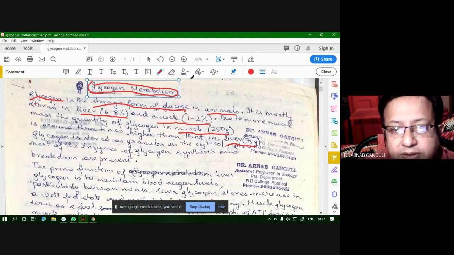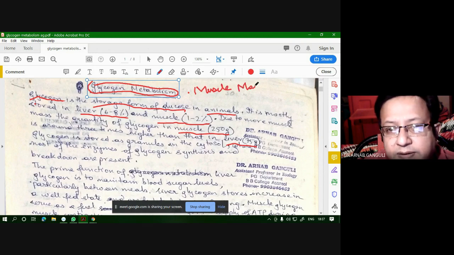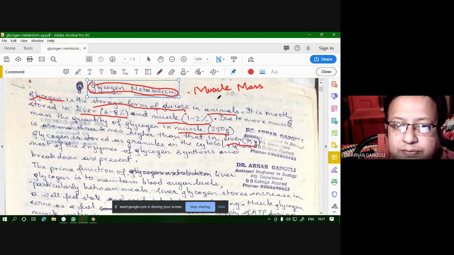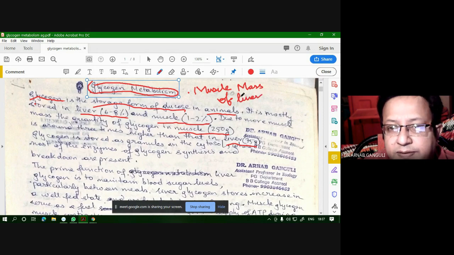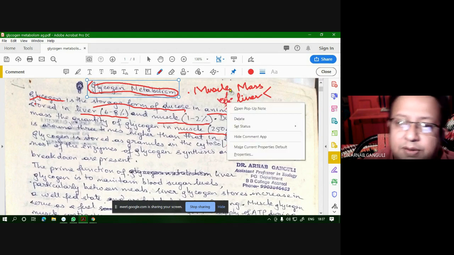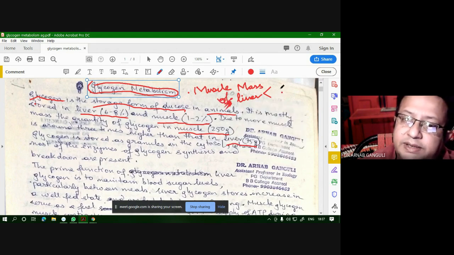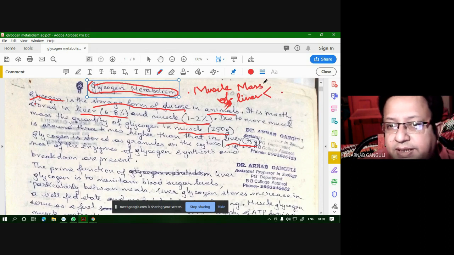That is because the muscle mass is greater than that of the liver. The liver mass is less than that.